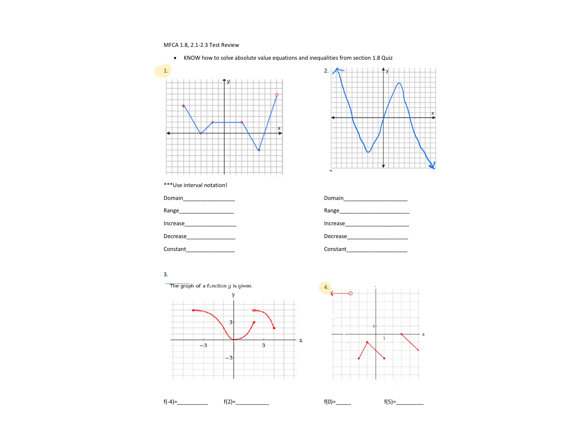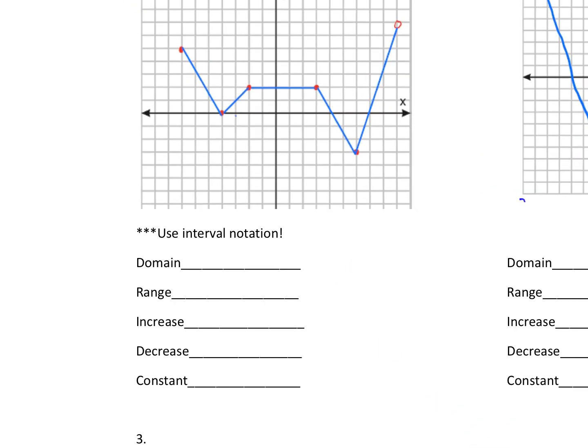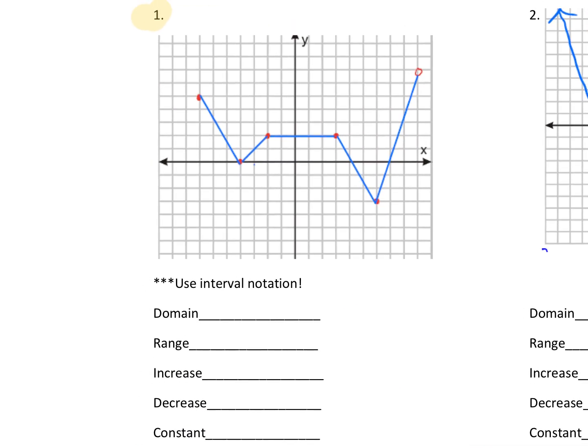So let's take a look at number 1. So first, let's find the domain. Remember, our domain are the x values. So it's always smallest to largest. So we want to go from left to right. So what x value does my graph start at?